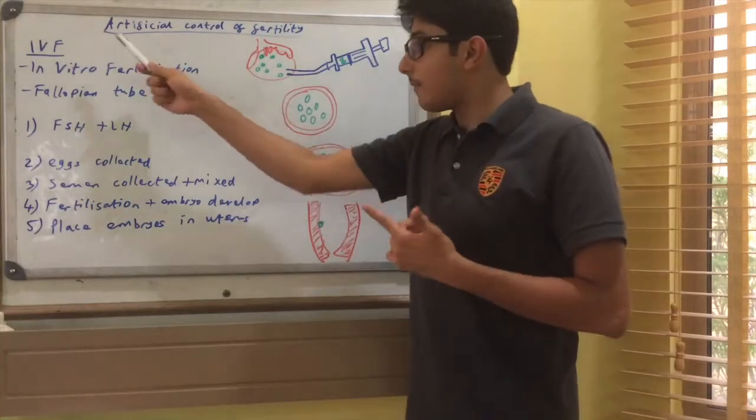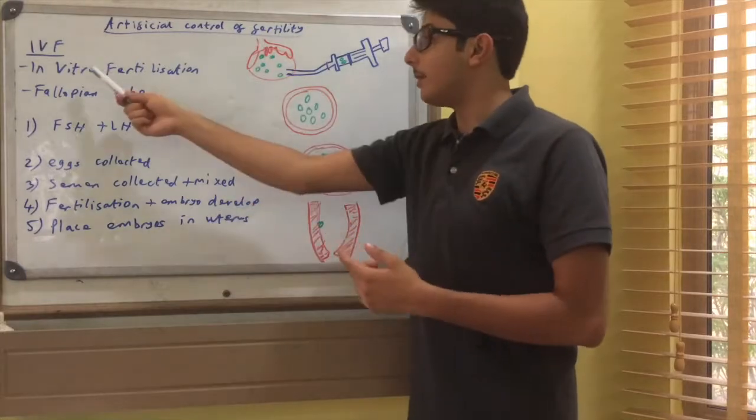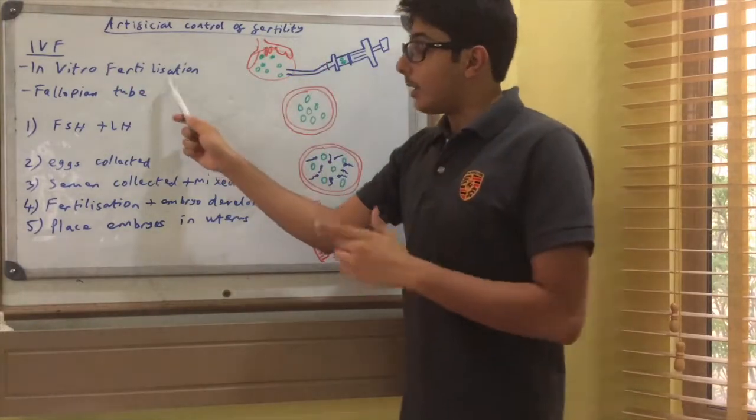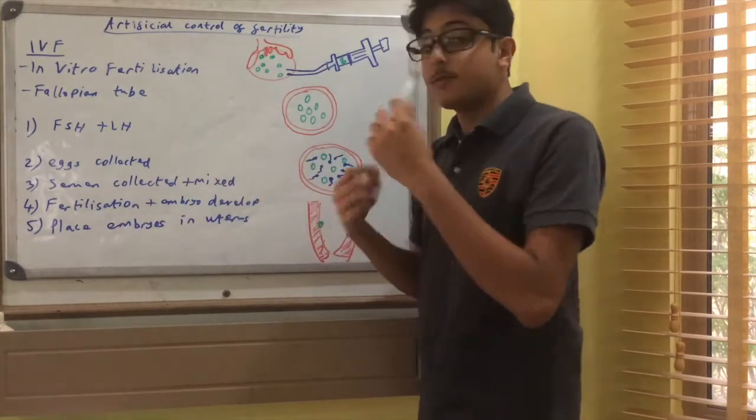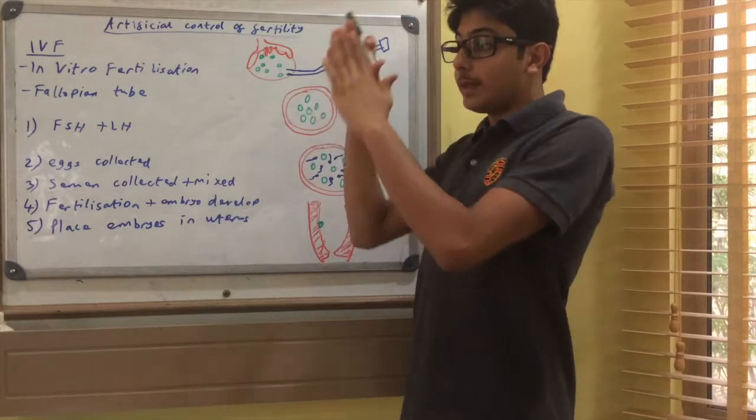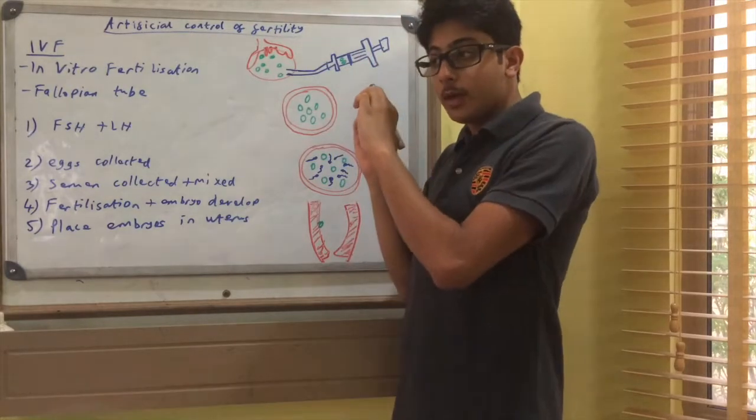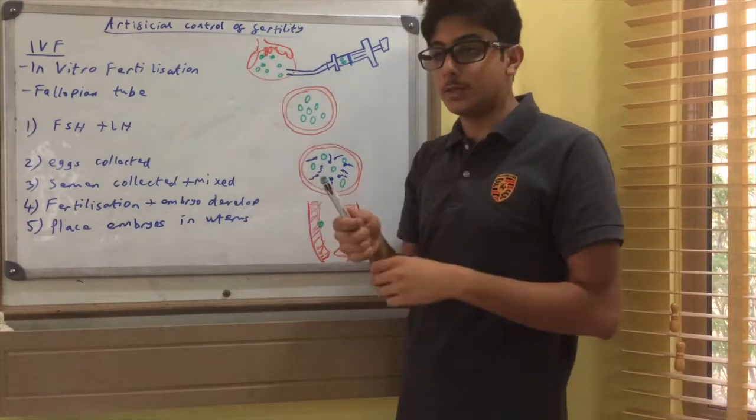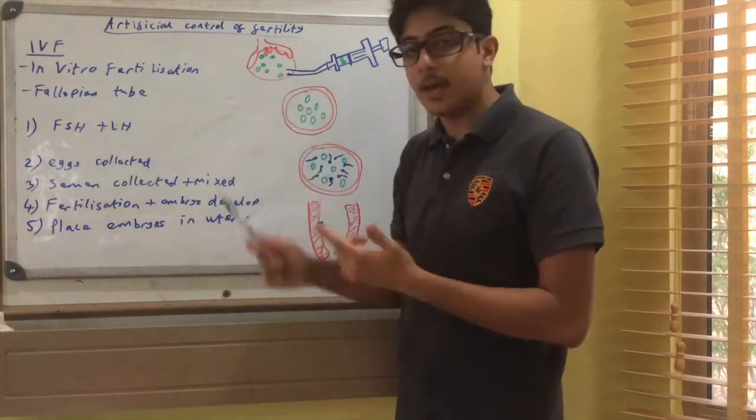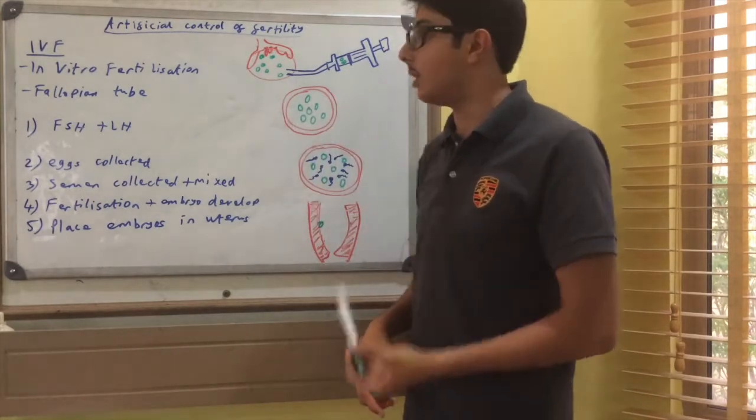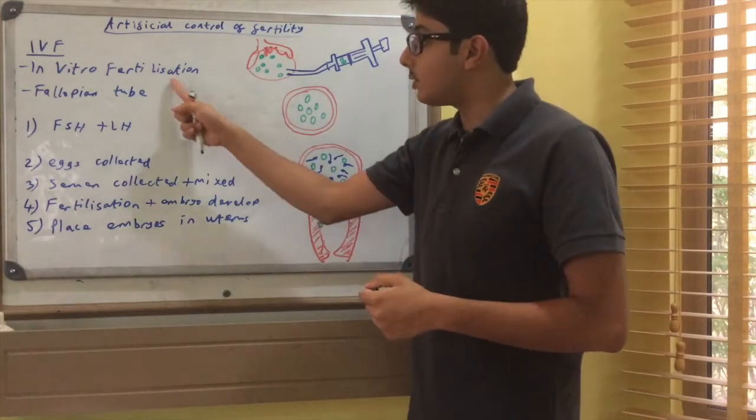Okay, so IVF, what does it stand for? In vitro fertilization. When the fallopian tube, first of all, what is the fallopian tube? It is the tube through which the egg travels from the ovary to the uterus when it is released. If the fallopian tube is damaged or there's something wrong with it, the egg cannot get to the uterus, so it cannot develop. And that is when in vitro fertilization is used.